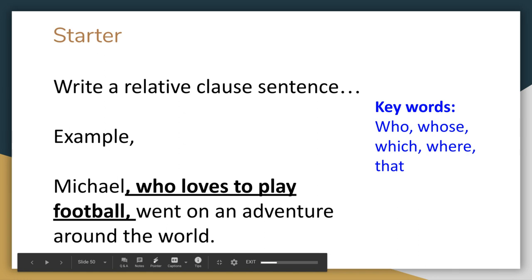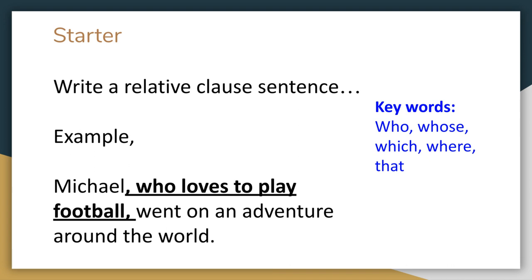Year 5, here is our starter for today's English lesson. I would like you to write a relative clause sentence. Now, a relative clause is extra information embedded into the sentence about the noun. So, here are our relative pronouns that we've talked about in class before: who, whose, which, where, that.